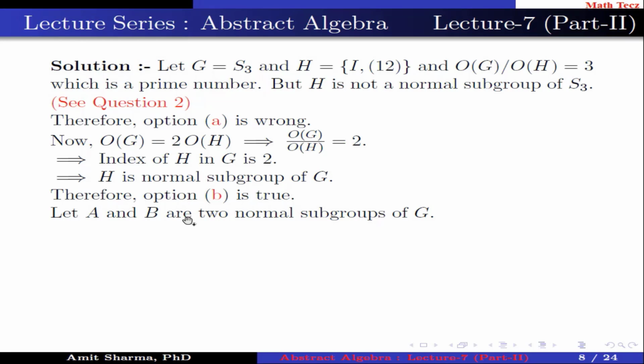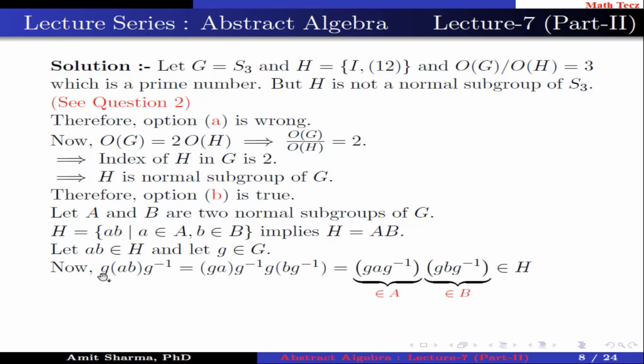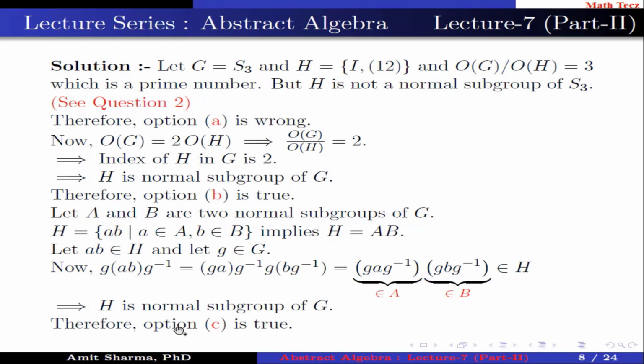Let A and B be two normal subgroups of G. H contains the elements ab such that a belongs to A, b belongs to B, implies H is equal to AB. Let ab belong to H and let g belong to G. Now g(ab)g inverse is equal to gag inverse times gbg inverse, which belongs to H, implies H is a normal subgroup of G. Therefore, option C is true.